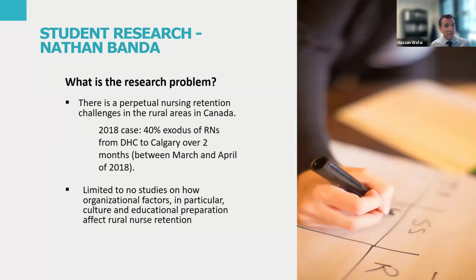In 2018, 40% of registered nurses just left over 2 months. Imagine you lose 40% of your workforce, and that's not an easy to replace workforce. It's a problem. And then he went to study, and then he went to read the literature. He found that there's not enough literature. I don't know why this is happening.